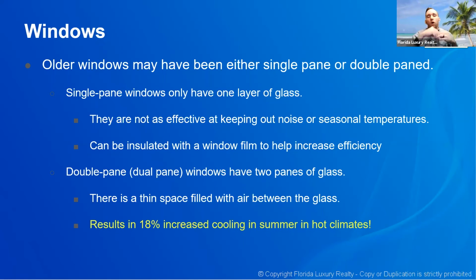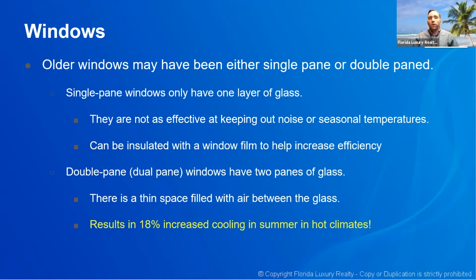Newer windows are almost always double paned, just almost always. It is still possible to replace a single pane window, but they are becoming increasingly difficult to find. So if you crack a single pane window, it is likely that you're going to have to replace all of the windows in that room because you're probably not going to be able to find a single pane window that's the same size. There are still some glass shops that can just replace the glass inside that window frame. So that may be an option, but those are even becoming harder to find.